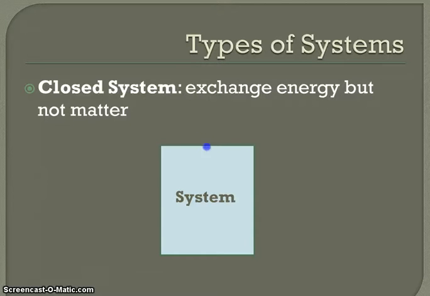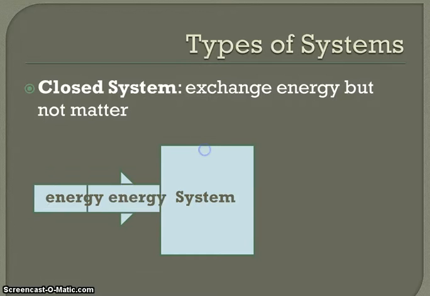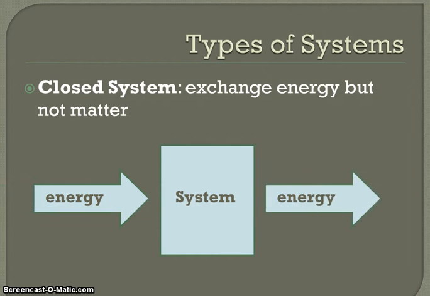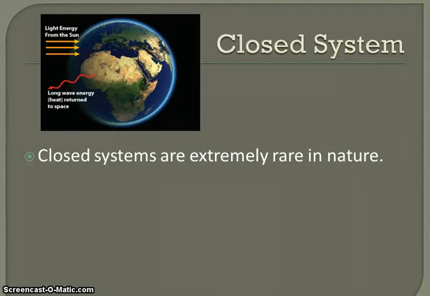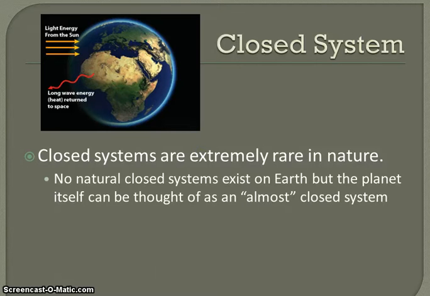A closed system exchanges energy but not matter, so energy becomes our input and output. Now, it's harder to think of an example of a closed system because there aren't very many. They're extremely rare. We can think of the Earth itself as a closed system. We have light energy from the sun, and that radiation is re-radiated as long wave or infrared heat that's returned to space. Occasionally we will have matter if we take into account getting hit by an asteroid, but for the most part, Earth is a closed system.